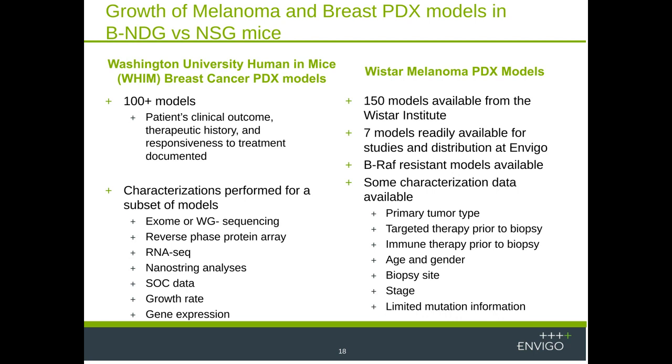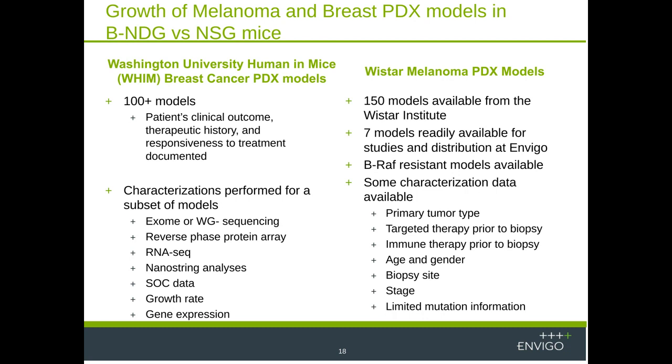We also utilized one melanoma PDX model, which is a part of the Wistar melanoma PDX model collection. And Envigo has licensed about 150 of these models, which are available through the Wistar Institute. And we have 7 of these models readily available as studies and distribution at Envigo. So these models include BRAF resistant models, which is obviously a very important tool in order to develop new therapies for patients that carry BRAF resistant tumors.